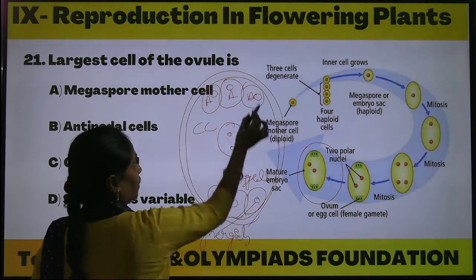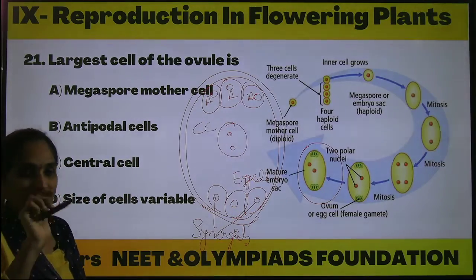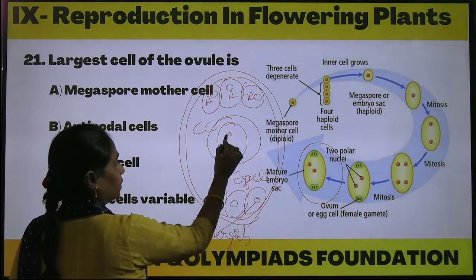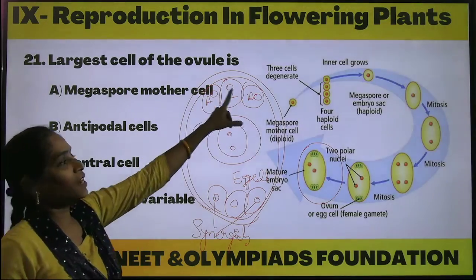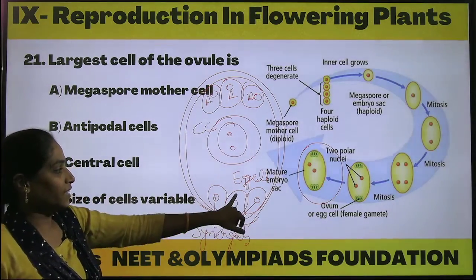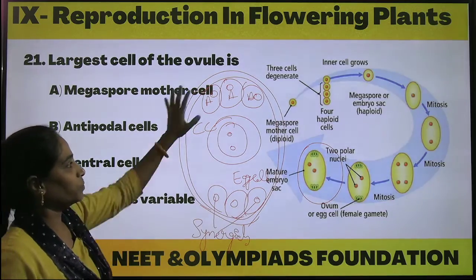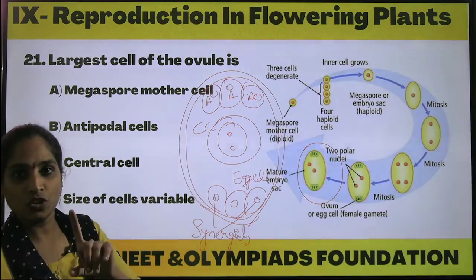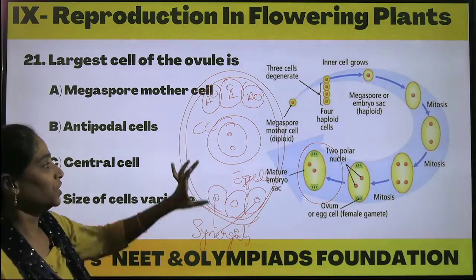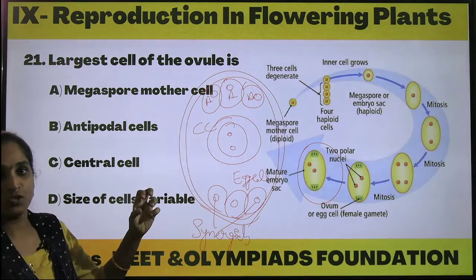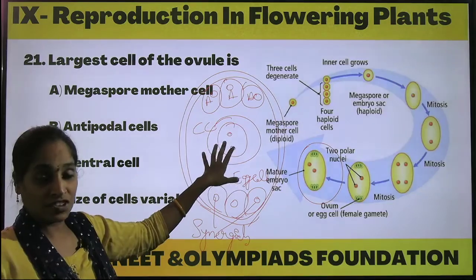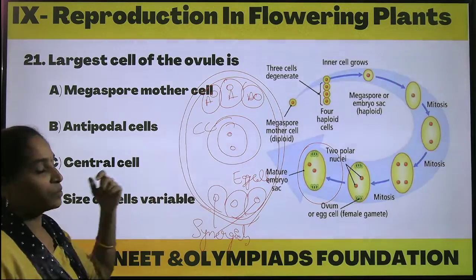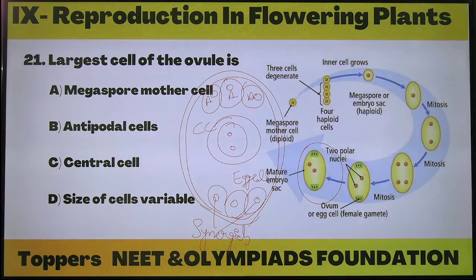Each and every one of these cells has only a single nucleus, and out of all these, the central cell, which contains two nuclei, is larger in size compared to the antipodals, the egg cell and also the synergids. So from the picture we can see the two nuclei, and because of the volume of the extra nucleus inside the central cell, it makes the central cell bigger than the other cells present in the embryo sac. So what is the correct option?